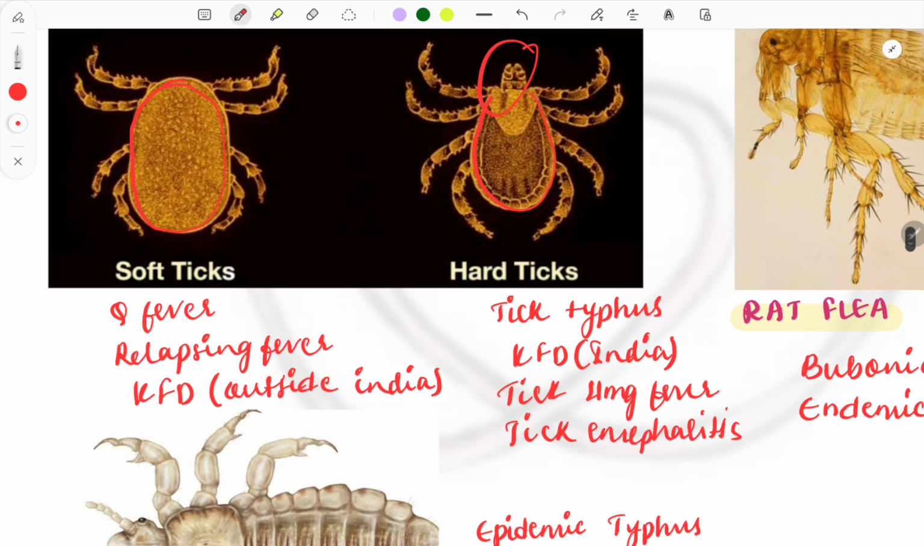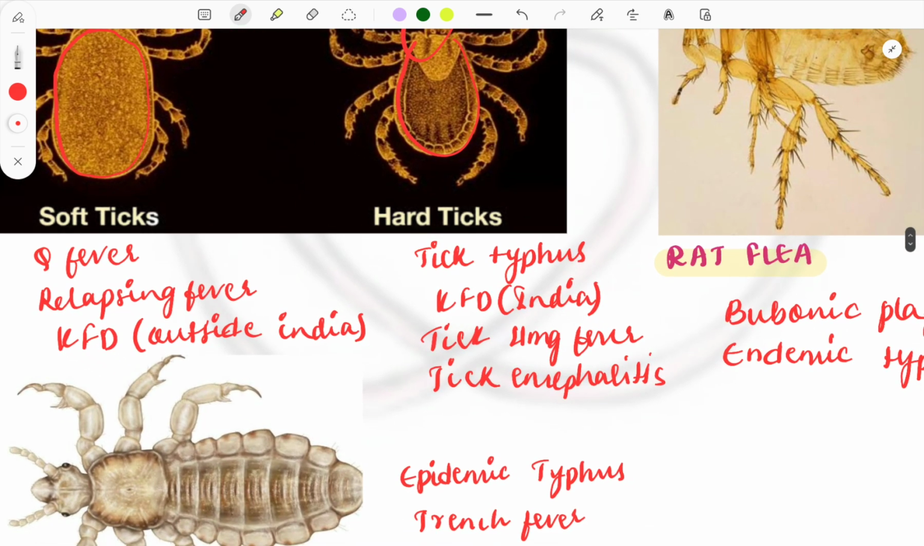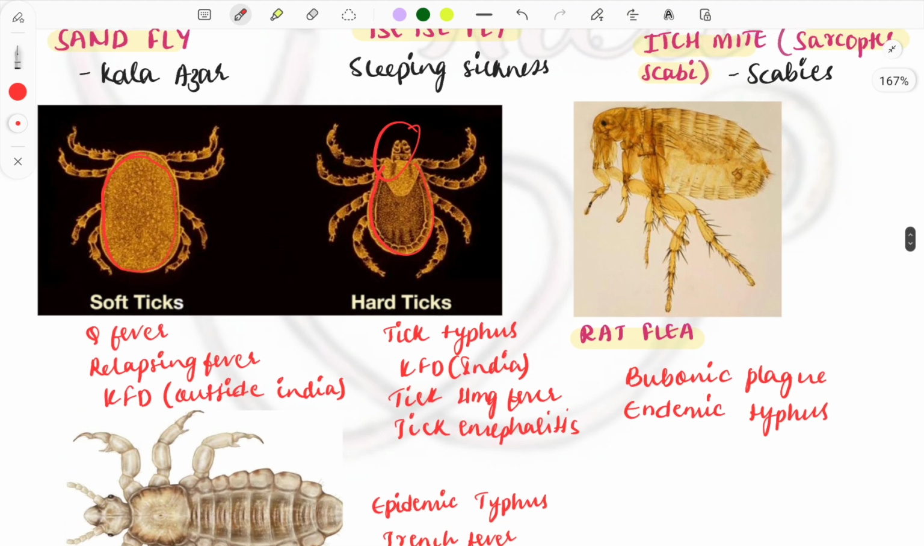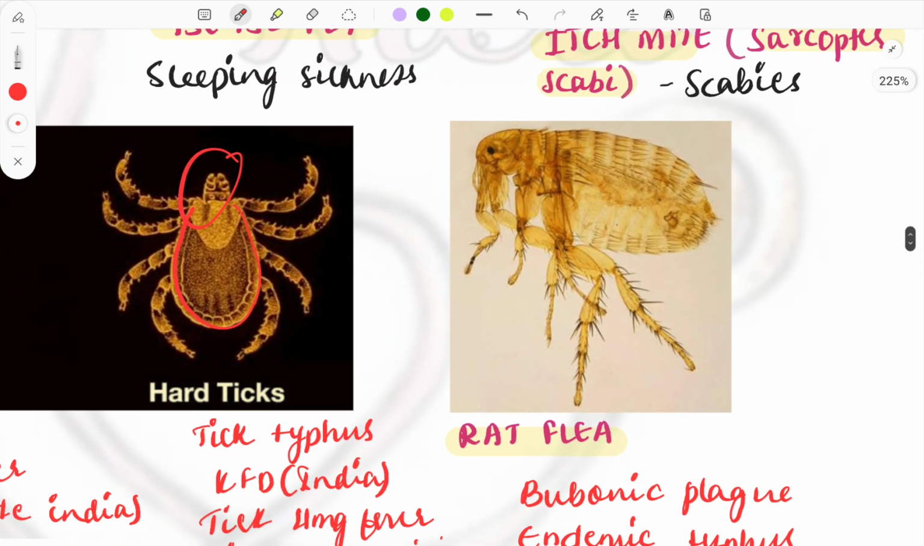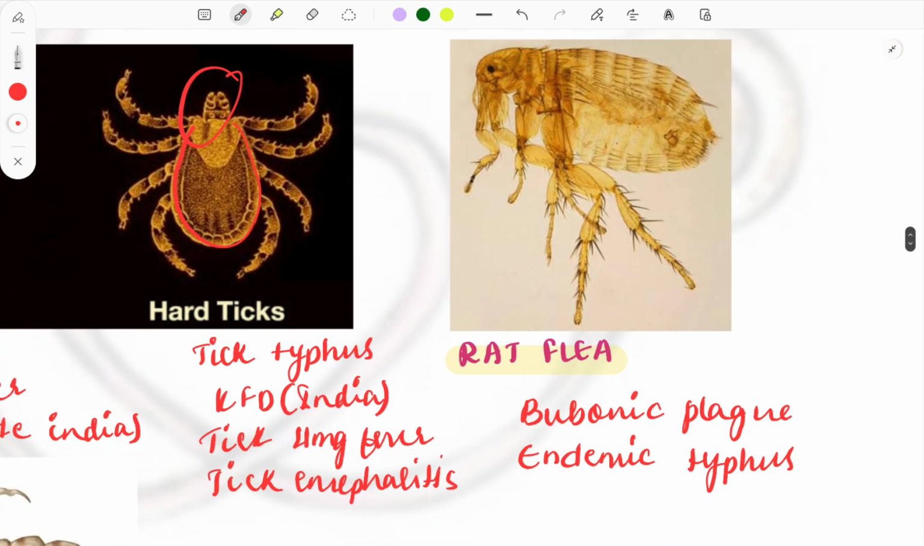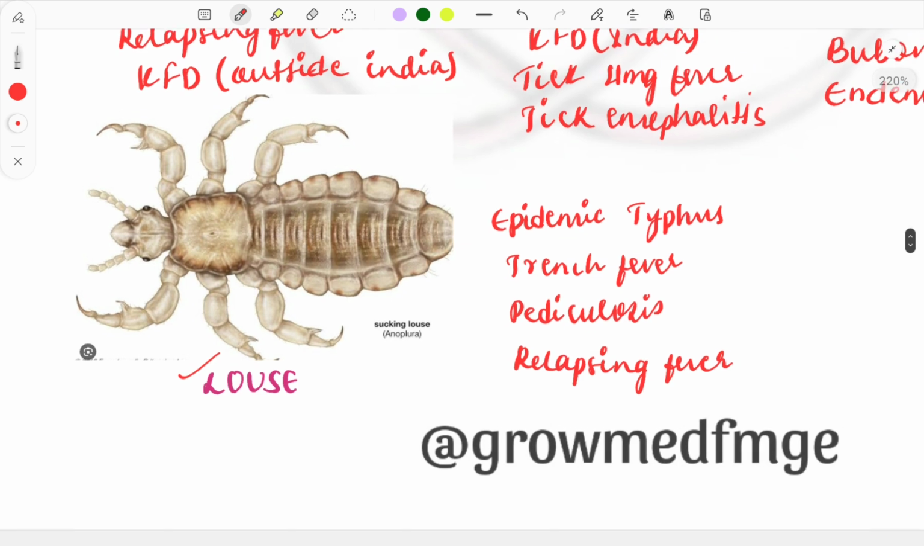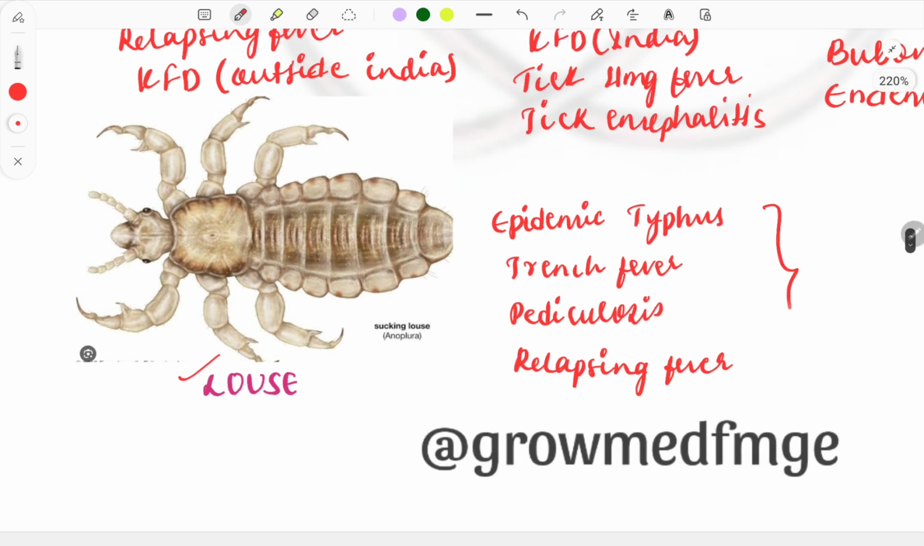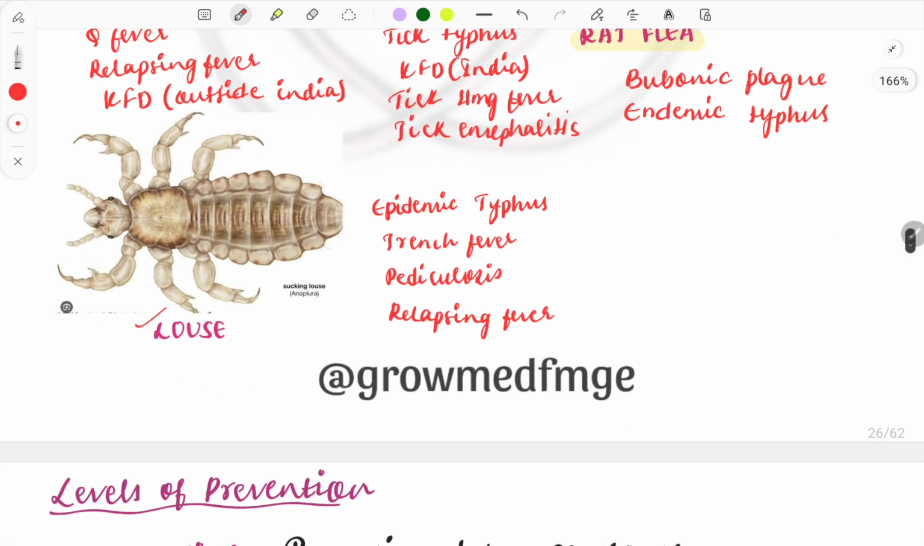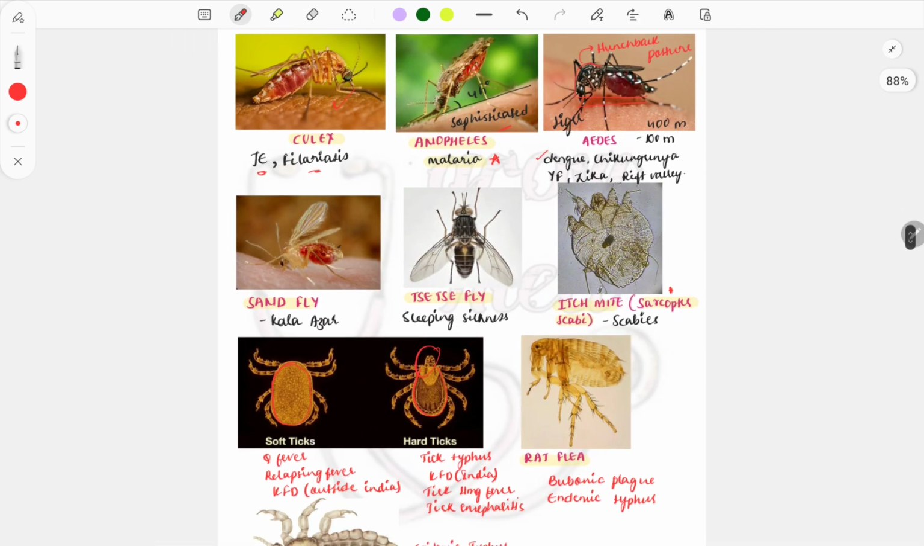Then Q fever, relapsing fever, and KFD outside India, whereas hard tick causes typhus, KFD, tick hemorrhagic fever, tick encephalitis. Okay, so these are the diseases caused by these various ticks. Rat flea causes bubonic plague and the endemic typhus, and the louse. So these are the diseases caused by the louse. So that's all for these vectors which you must know.